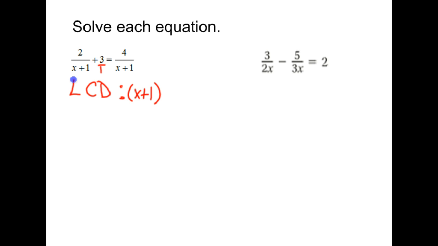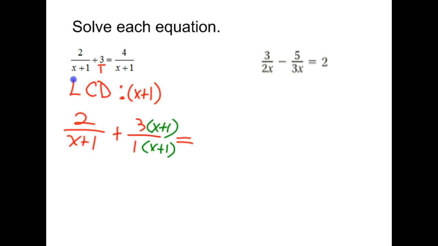My goal is to take all the terms in that equation and make them all have the same LCD. The first term, the 2 over x plus 1, already has an x plus 1 in its denominator. It doesn't need anything. Now, the 3 needs an x plus 1, so I need to give its bottom an x plus 1. But if you remember, if you do something to the bottom of a fraction, you have to do the same thing to the top. Now it's a term that has an x plus 1 on its bottom. And then lastly, the last fraction, the 4 over x plus 1, already had an x plus 1 on its bottom. It's good to go.